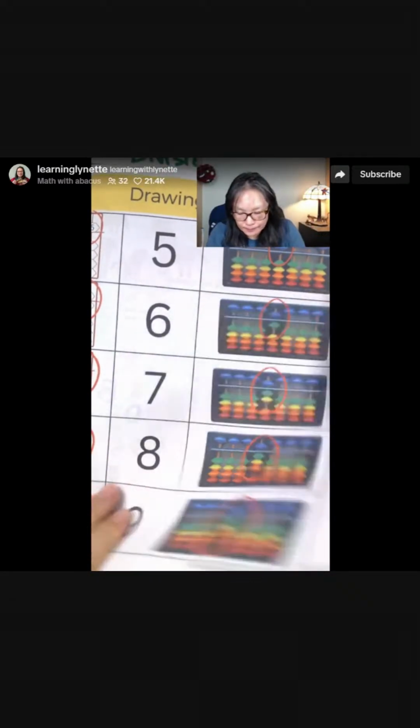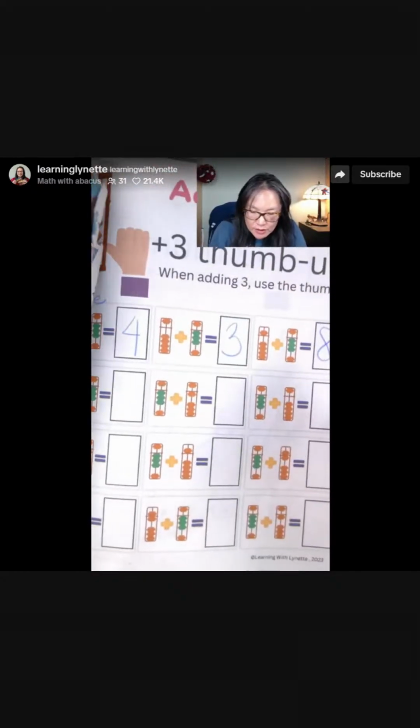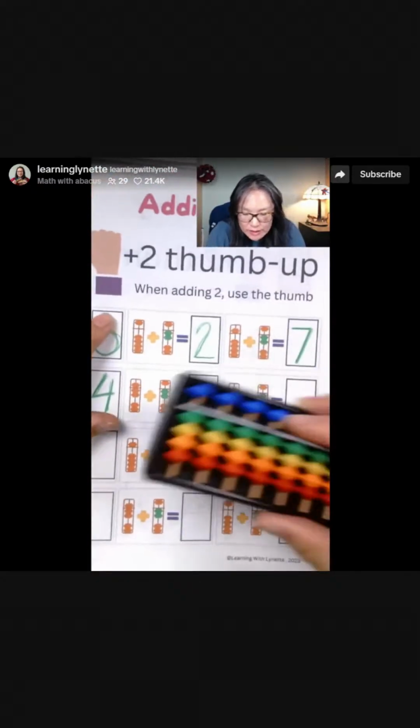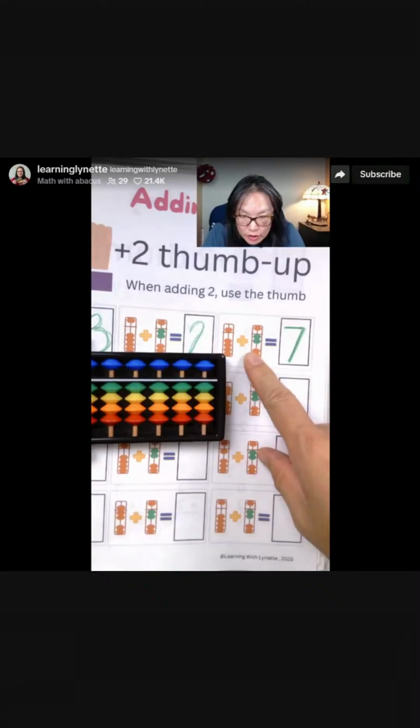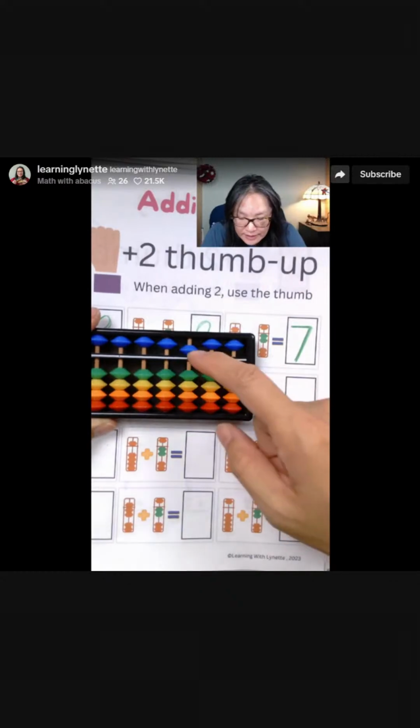So here's the fundamental. This is what I'm talking about. Can you show plus 5 and plus 10? Oh yeah. So here's the 5, right? And then this is 10. 0 and 1.